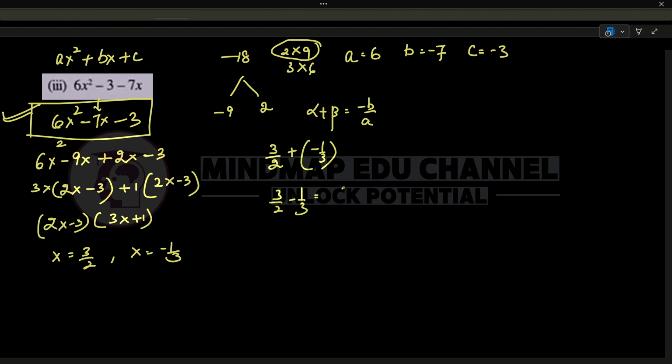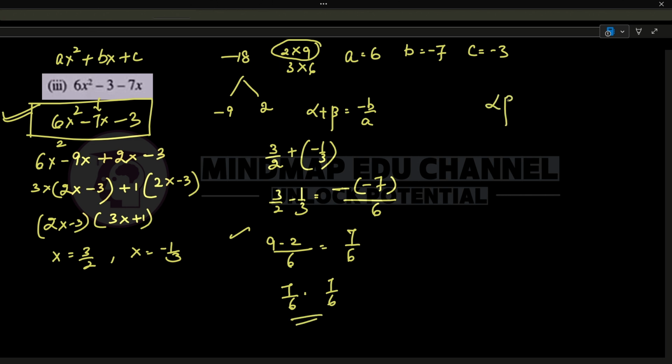So here it will be minus b, so minus of minus 7 over a is 6. Correct? Okay, now let's solve this. 3 3s are 9, 2 3s are 6, 3 2s are 6. So minus minus plus 7 over 6. By solving the left hand side we'll get 7 over 6. Hence verified.